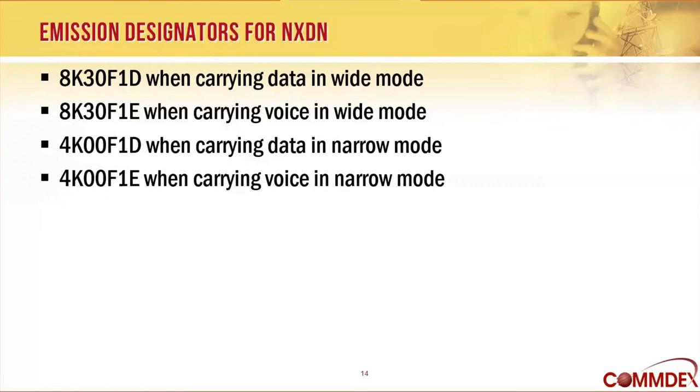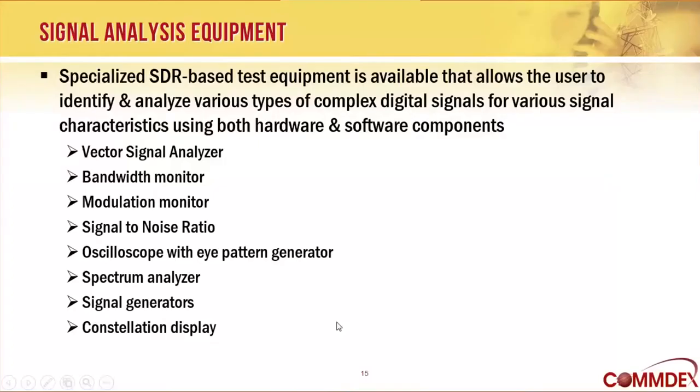So beyond that, the difference is just like with the DMR, a D when it's carrying data and an E when it's carrying voice. So because it has these four different operating modes, NXDN has four different emission designators. So any question on emission designators? It's a good way to describe the characteristics of a signal, and it's internationally recognized.